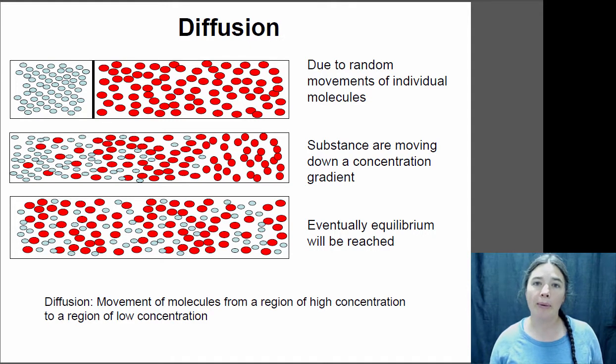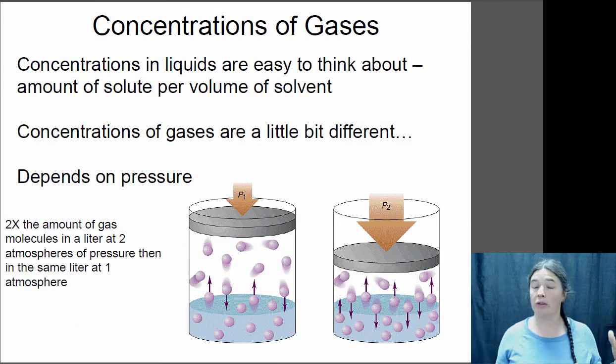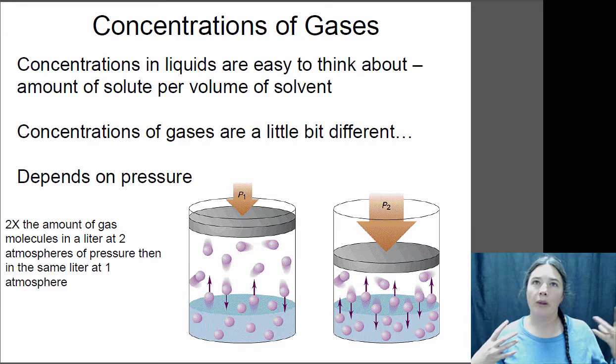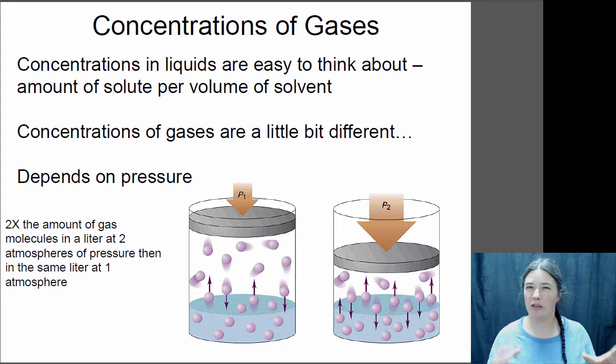So when you're talking about diffusion, you're talking about gases moving down a concentration gradient. We have to talk a little bit about how to talk about the concentration in gases. It's pretty obvious when you're talking about concentrations in a liquid, because you can just measure the amount of a solid that's dissolved into a liquid. But gases are a little bit different.